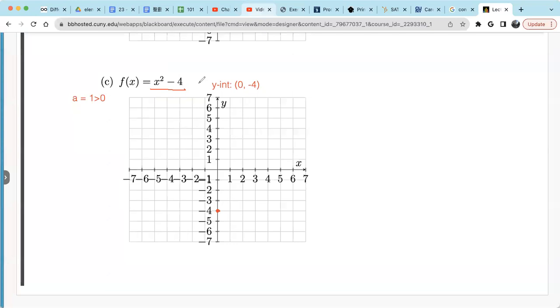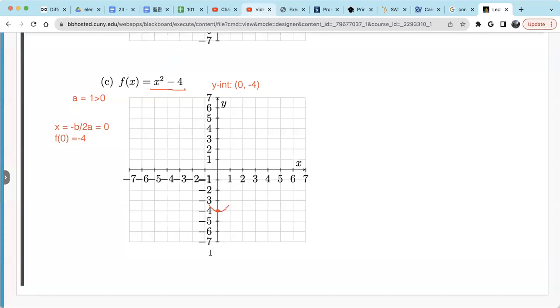Then let's figure out our line of symmetry. X equals negative b over 2a. In our case, what's our b? B is 0, so x value is 0. Then what's f of 0? F of 0 equals -4. It's the same as our y-intercept. What does that say? That is to say this y-intercept is indeed the vertex.